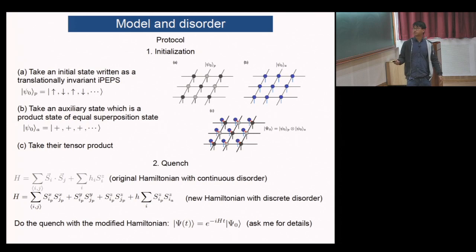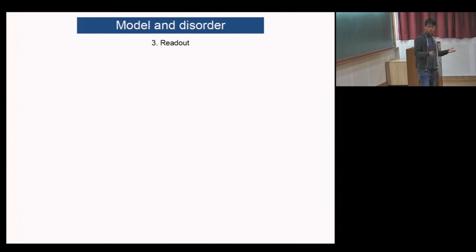So once I have my dynamic states, I need to be able to obtain information. I need to be able to read out, right? What this means is that I want to compute expectation values of local observables. Again, I'm not showing the details of how to compute the expectation values. It is quite involved, and there are algorithms and so on in order to do this.